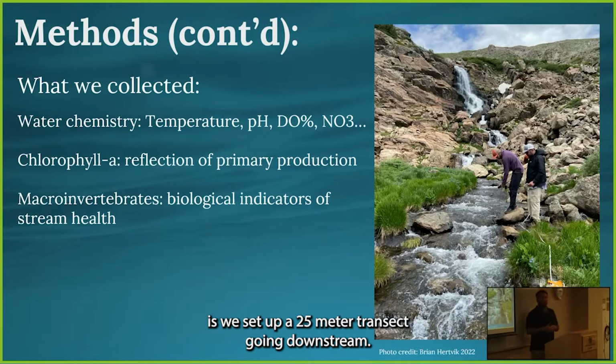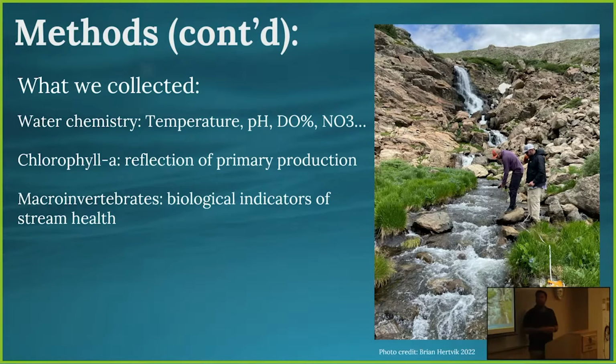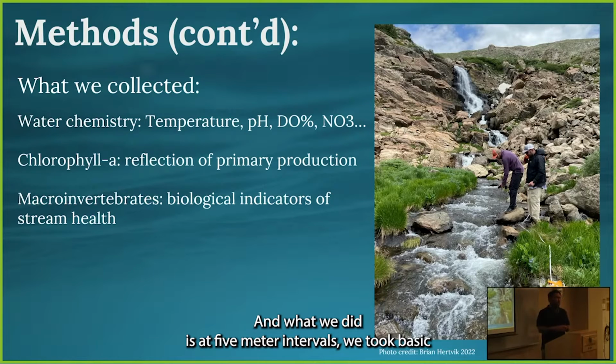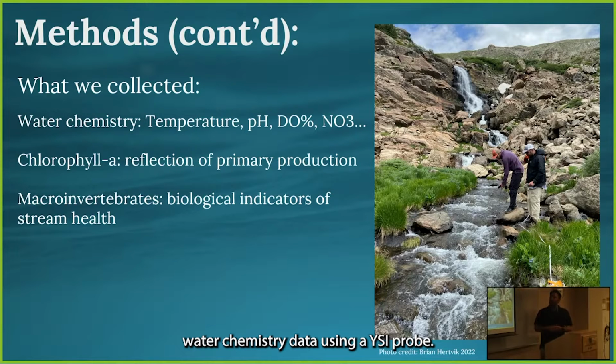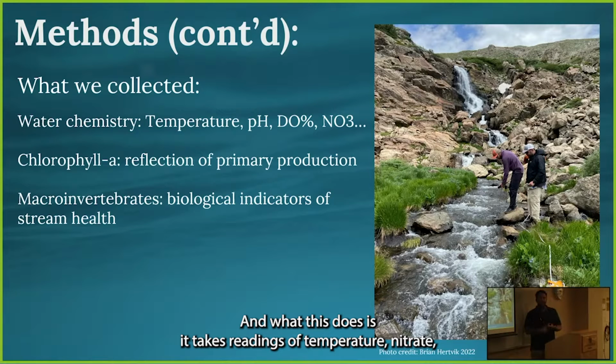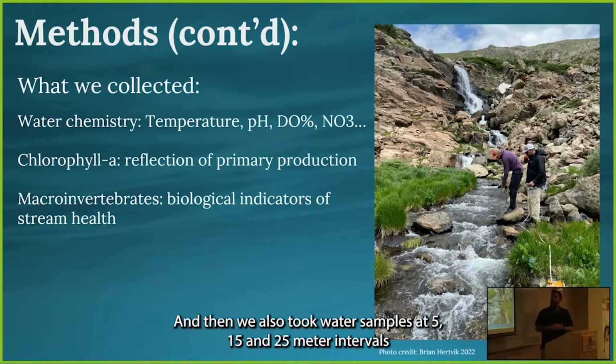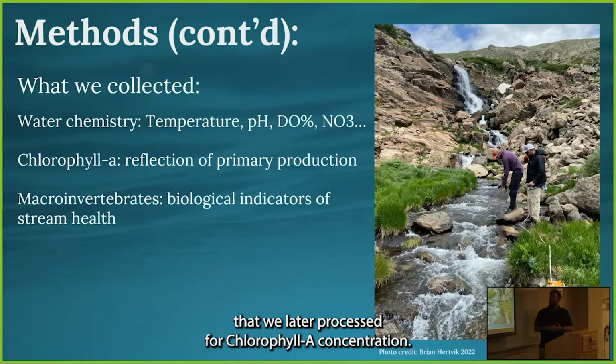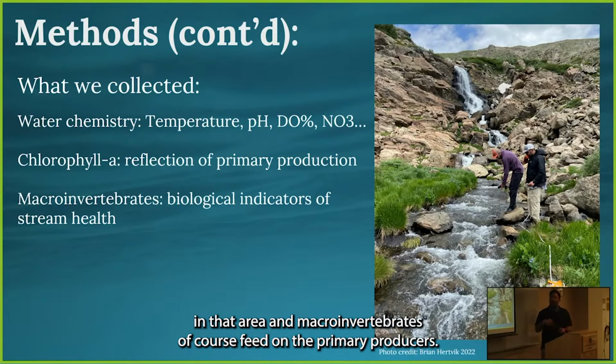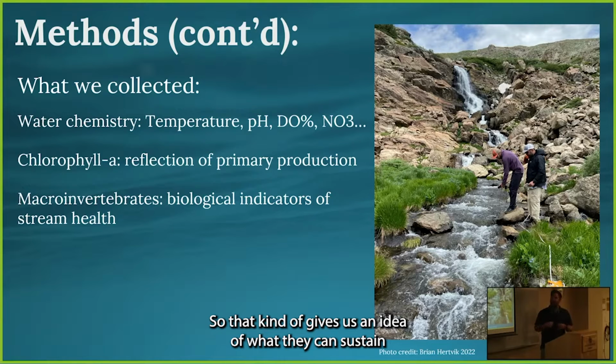What we did next is we set up a 25-meter transect going downstream. And at 5-meter intervals, we took basic water chemistry data using a YSI probe. What this does is it takes readings of temperature, nitrate, dissolved oxygen, total dissolved solids, pH level, things like that. And then we also took water samples at 5, 15, and 25-meter intervals that we later processed for chlorophyll A concentration. And why we did that is because chlorophyll A gives us an indication of the primary production in that area, and macroinvertebrates, of course, feed on the primary producers, so that gives us an idea of what they can sustain.